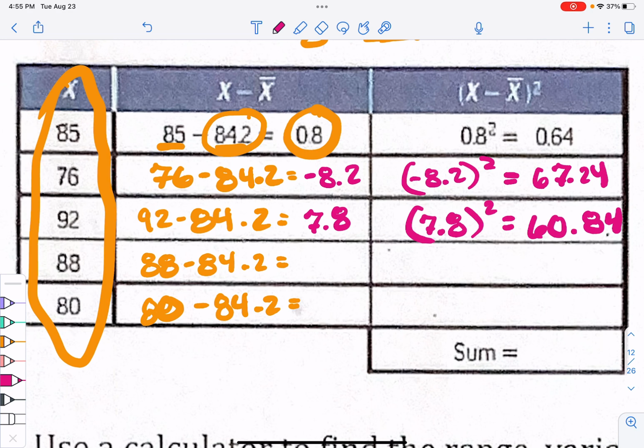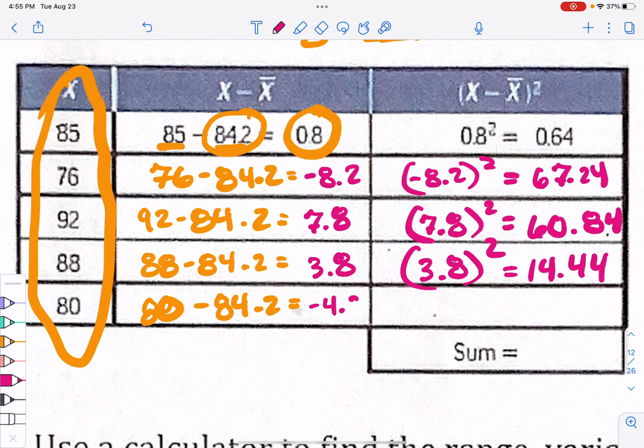We have 88 minus 84.2, and that is 3.8. And if we square 3.8, that is going to be 14.44. And the last one is 80 minus 84.2, which is negative 4.2. And again, if we square the negative, it's going to make it positive again. So I'm going to hit the square button, and that's 17.64, okay?